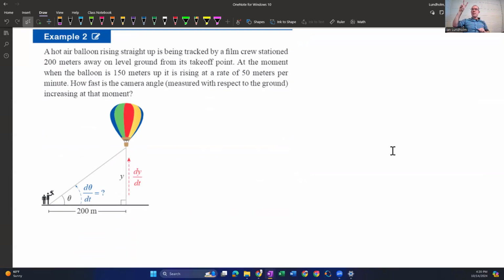Okay, example number two. We've got a hot air balloon rising straight up. It is being tracked by a film crew stationed 200 meters away on level ground from its takeoff point. At the moment when the balloon is 150 meters up, it's rising at a rate of 50 meters per minute. How fast is the camera angle increasing at that moment?